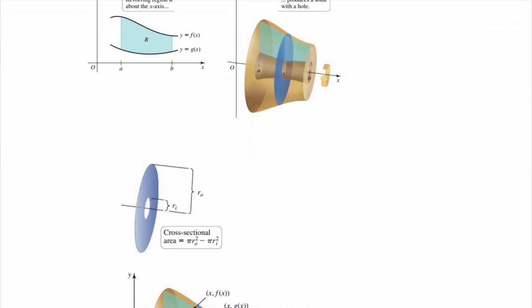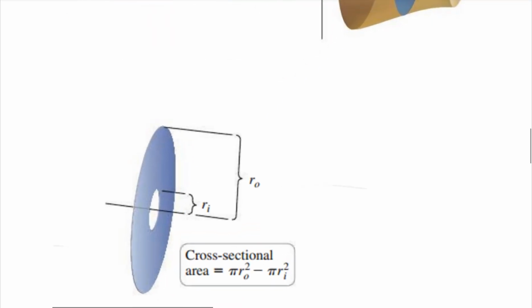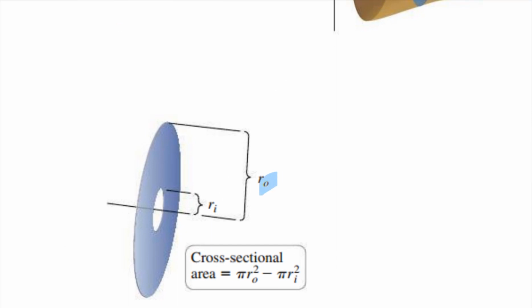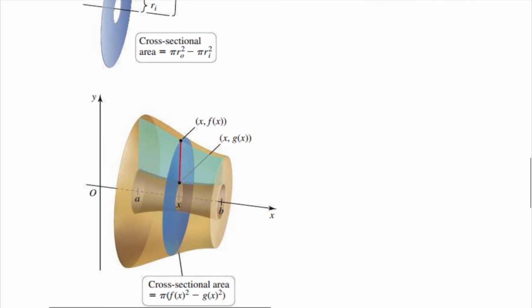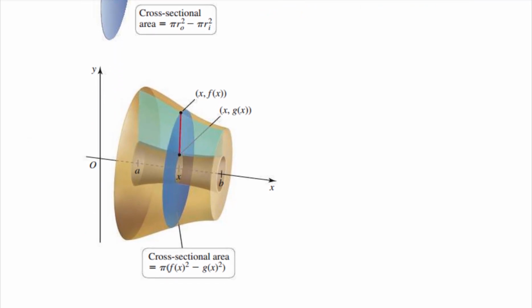So that's the cross section. The area is this little washer, and I like the way they write this: R sub O, outer, the top, and R sub I, inner, the inner function. So we have to take the area of the outer function and subtract out the area of the inner function. And there's our cross section. It's just pi times the outer function squared minus the inner function squared.